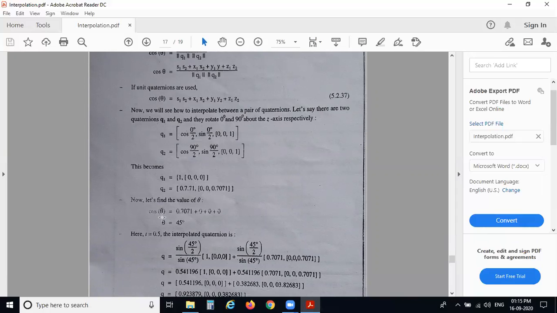We take the equation as cos theta, which is equal to 0.7071 plus 0 plus 0 plus 0. The 3 times 0 are taken for addition, and the cos inverse of 0.7071 is 45 degree.